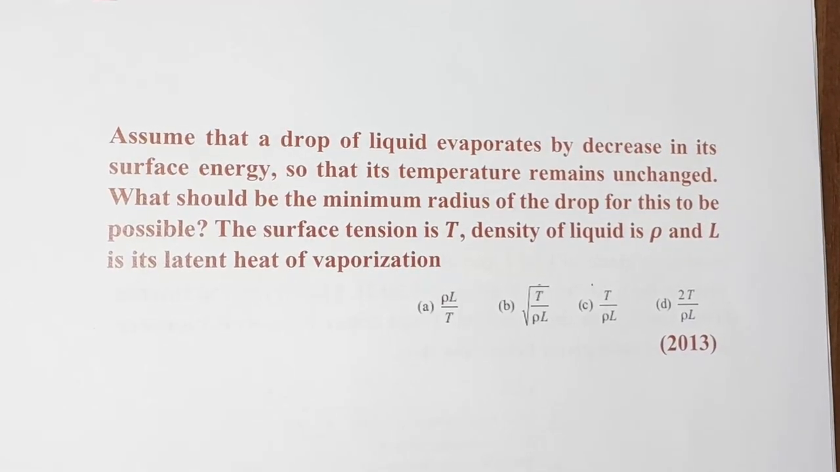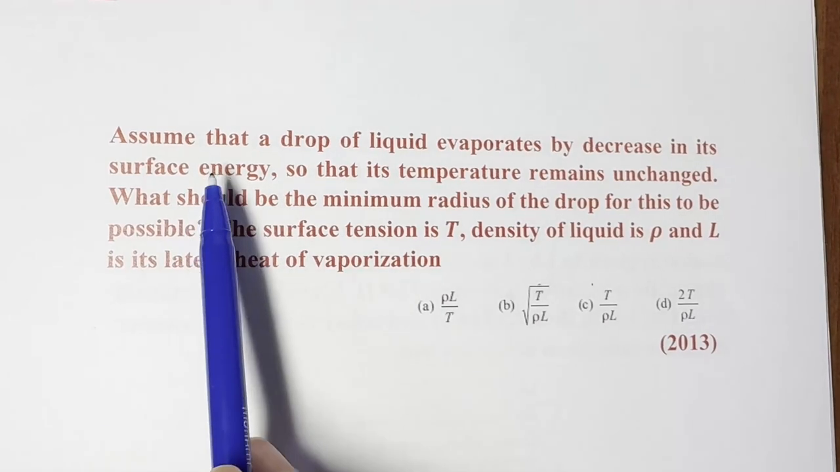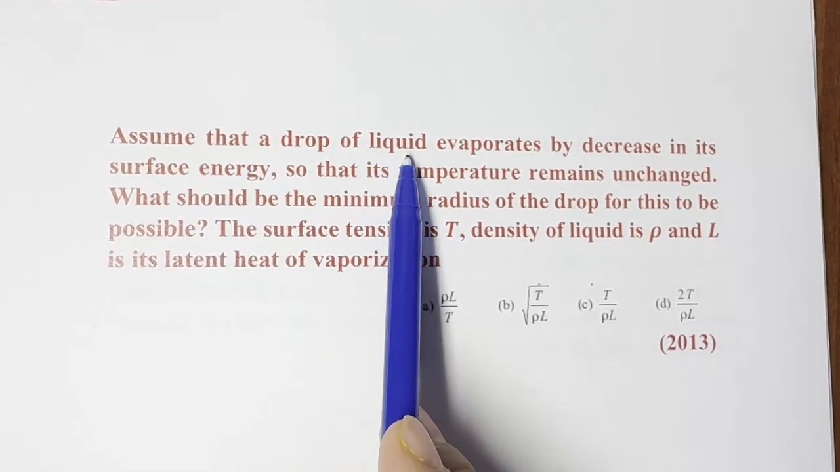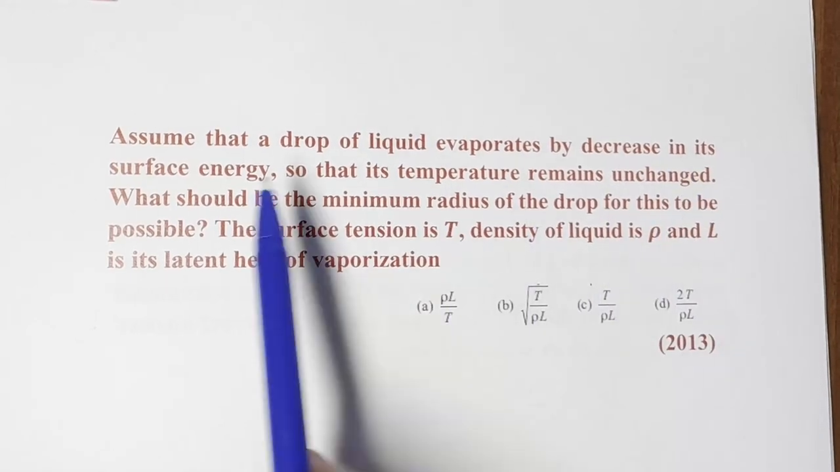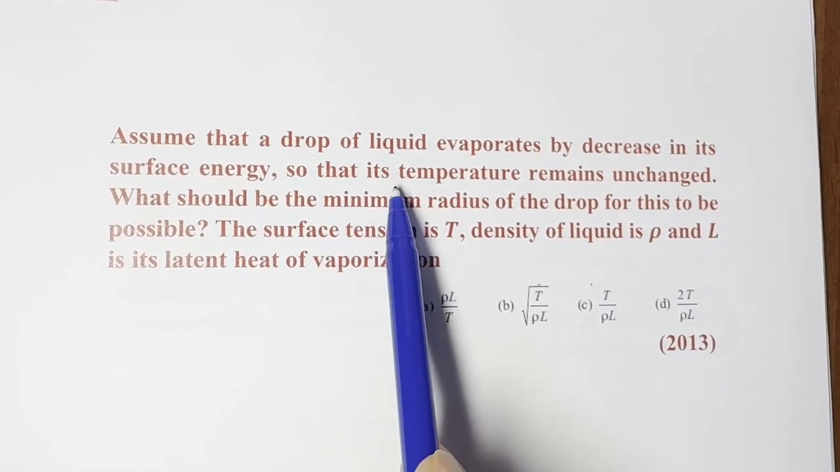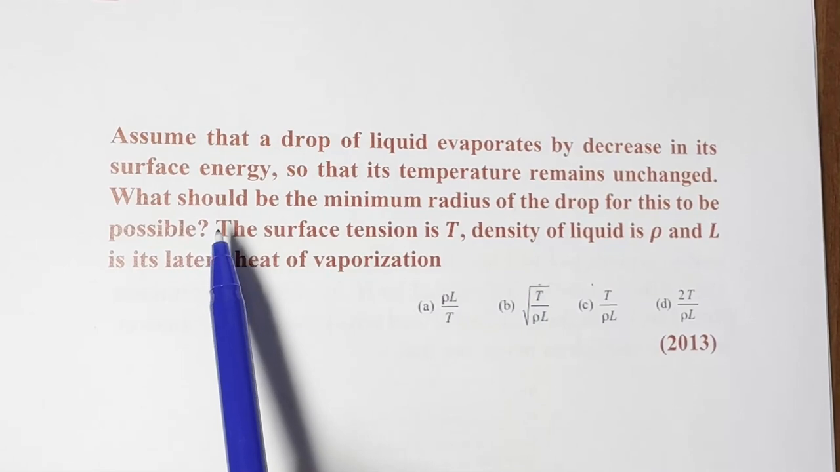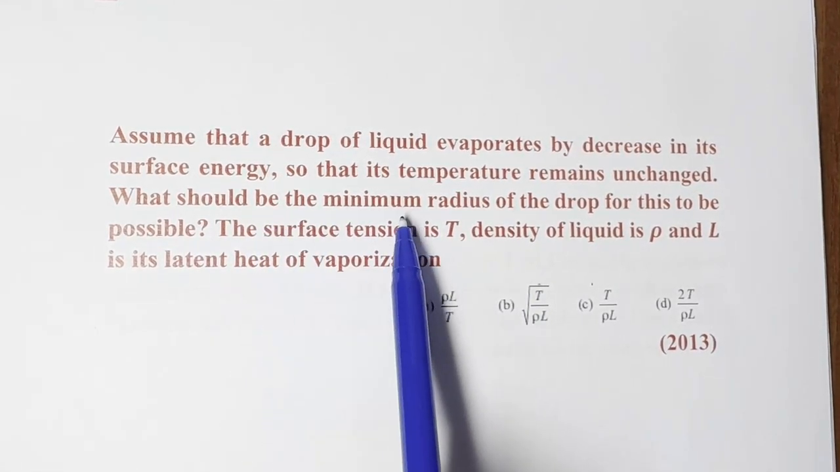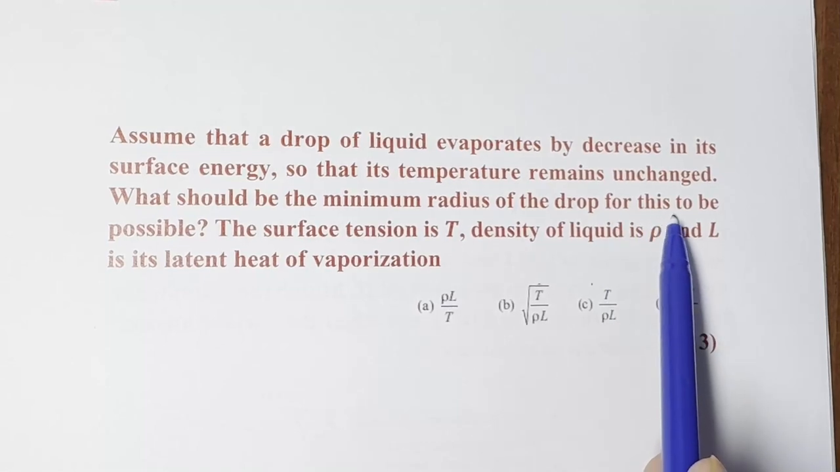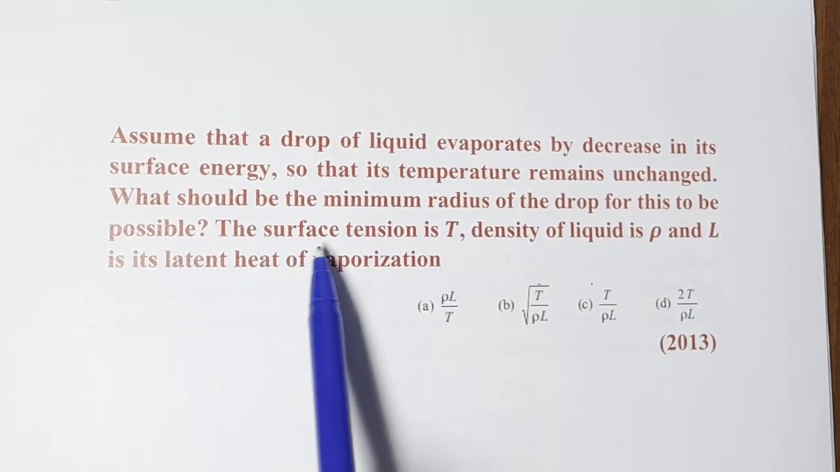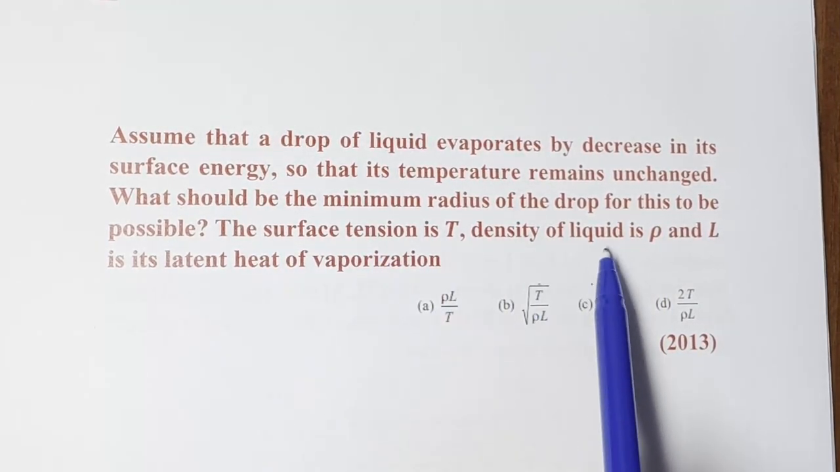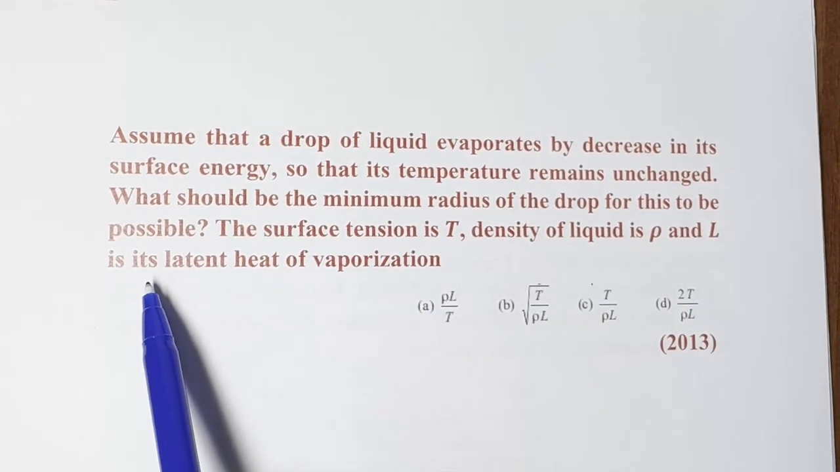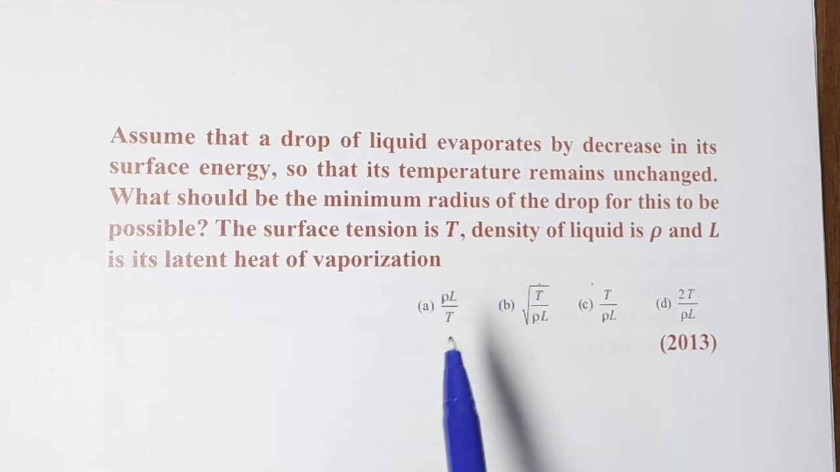Hello friends, today's question: assume that a drop of liquid evaporates by decrease in its surface energy so that its temperature remains unchanged. What should be the minimum radius of the drop for this to be possible? The surface tension is T, density of the liquid is rho, and L is its latent heat of vaporization.